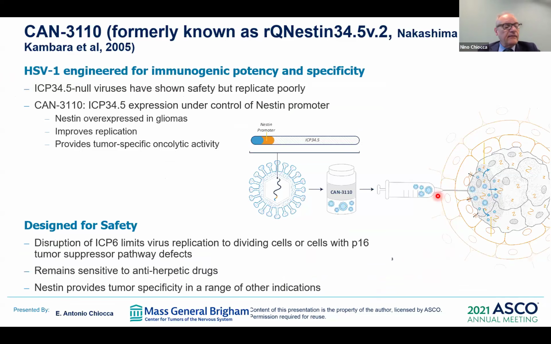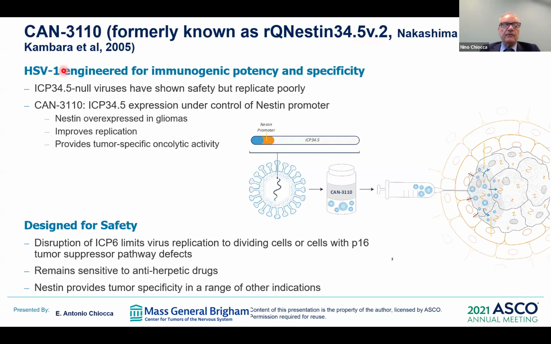So the oncolytic virus we have been working on for about 20 years was formerly known as RQ-Nestin 34.5V2. Now it's been renamed CAN3110, from the pharmaceutical company that has licensed it from my institution. But this is based on herpes simplex virus type 1. Herpes simplex virus type 1 is a common pathogen in humans. It infects neurons, neural cells, and epithelial cells. It causes the common oral labial sores. But it can also cause hemorrhagic encephalitis.